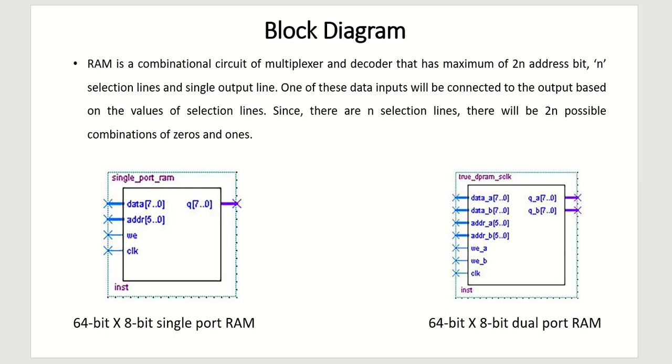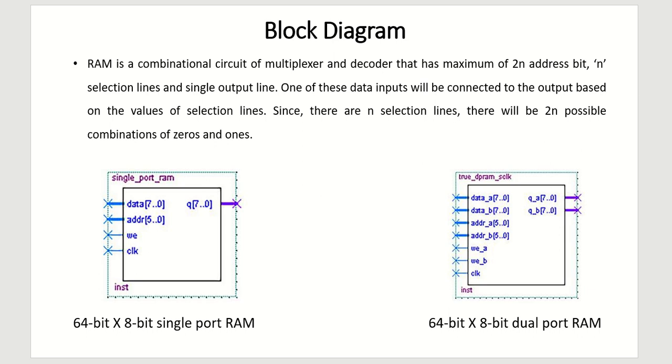And this is the block diagram. The left one is the single port diagram and the right one is the dual port diagram. In the single port diagram we can see only one data, one address, and WE, which is the write enable, along with the clock, and Q is the output port. Only a single output port is there; the rest are input ports and Q is the output port. RAM is a combinational circuit of a multiplexer and decoder that has a maximum of 2 power n address bits, and the selection lines give a single output line.